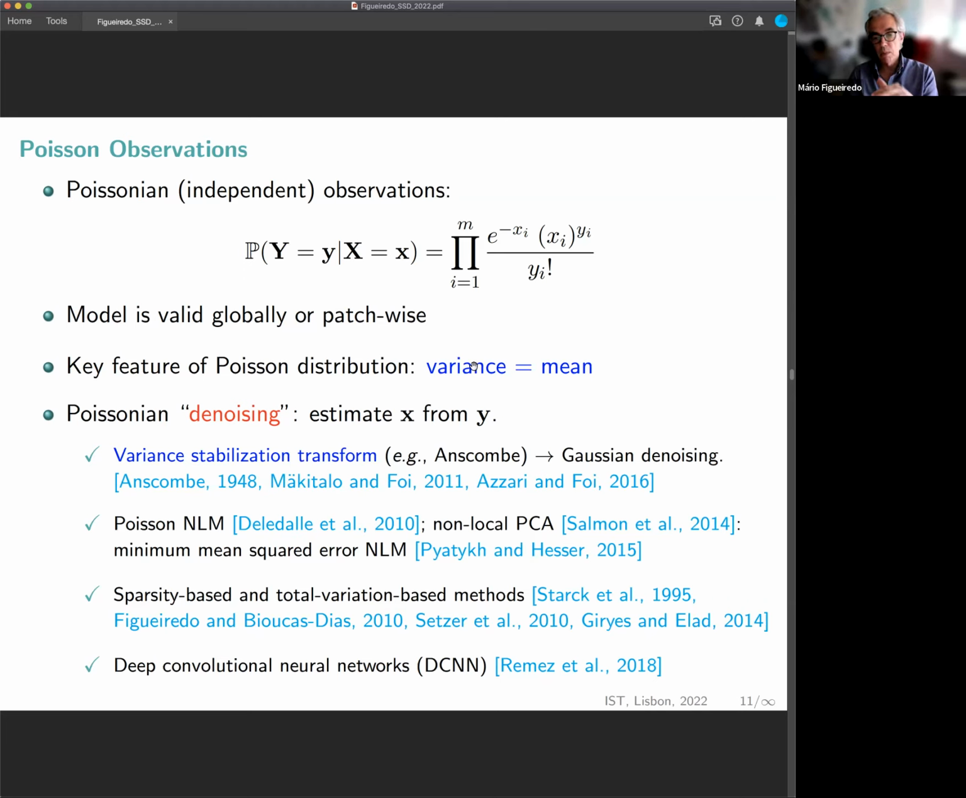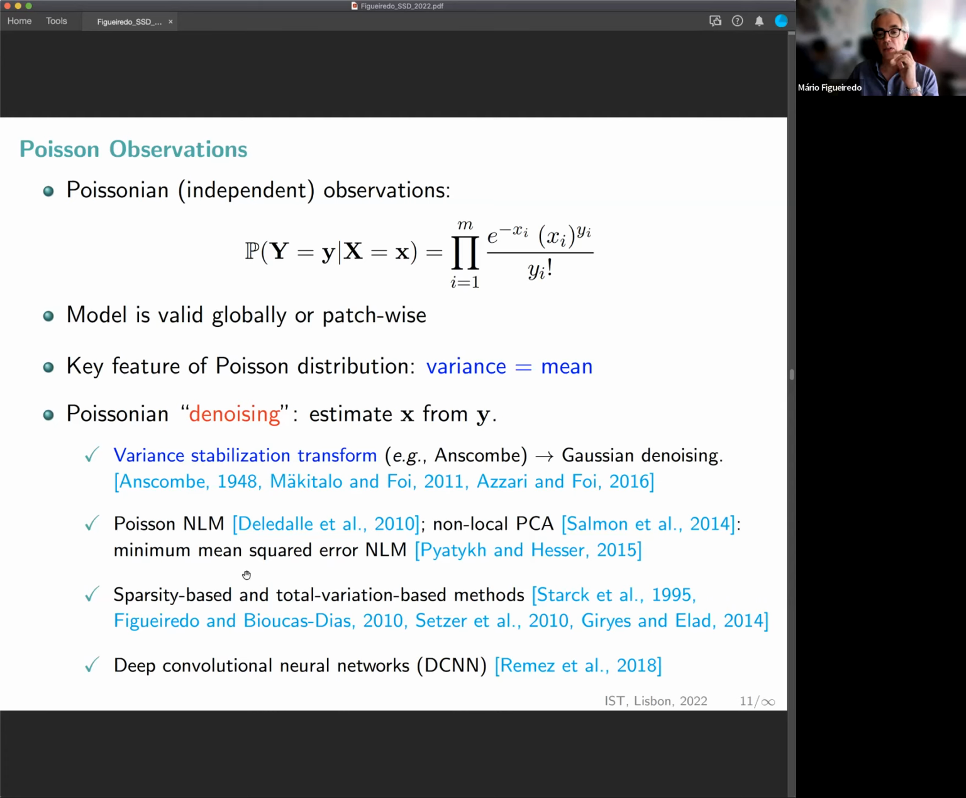This works reasonably well, and it's at the basis of most of the state of the art up to the mid 2010s, which is just do the variance stabilization transformation and then apply some state of the art method that is designed for Gaussian noise, which is most of them are.